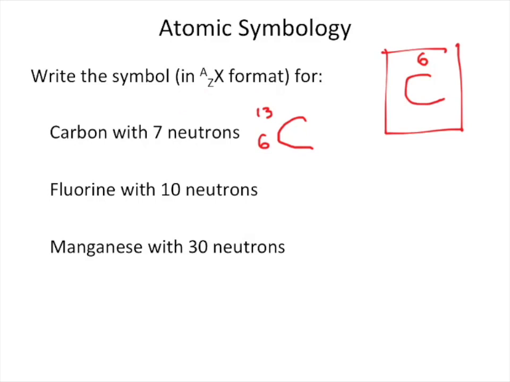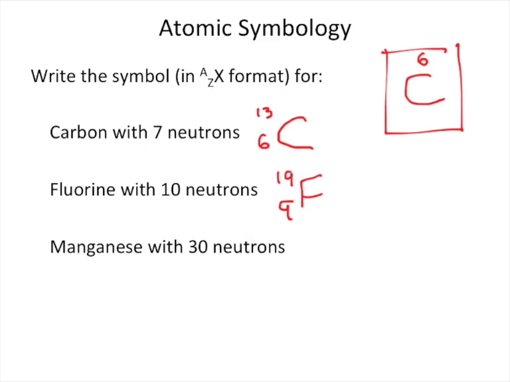When you do fluorine with 10 neutrons, you'll see on the periodic table fluorine has a symbol of F, fluorine has 9 protons, and if it has 10 neutrons, that means 9 plus 10 equals 19, so you'll have a 19 like this up here.